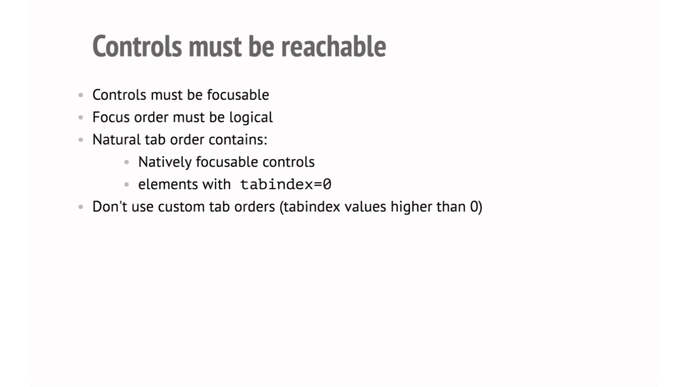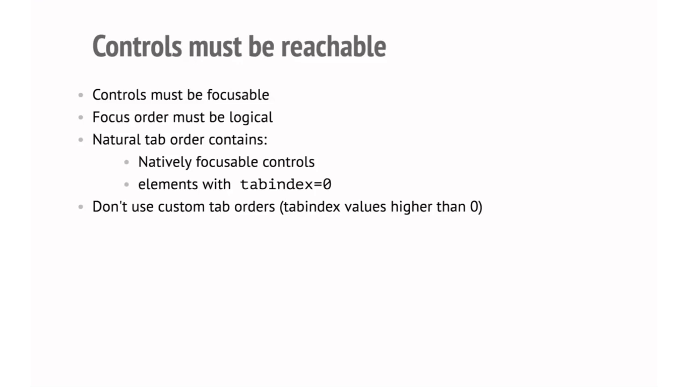So what do we mean when we say controls must be reachable? Well, first of all, it means that the controls must be focusable, and the focus order must be logical. So you're probably familiar with the tab order of a web page. And the tab order is basically your main go-to for making interactive controls reachable. So the natural tab order of a web page contains every natively focusable control, so that's links and form controls and buttons and things like that. And in some cases also scrollable containers.